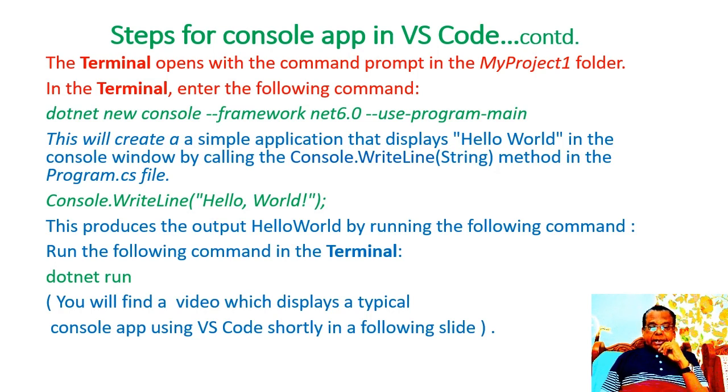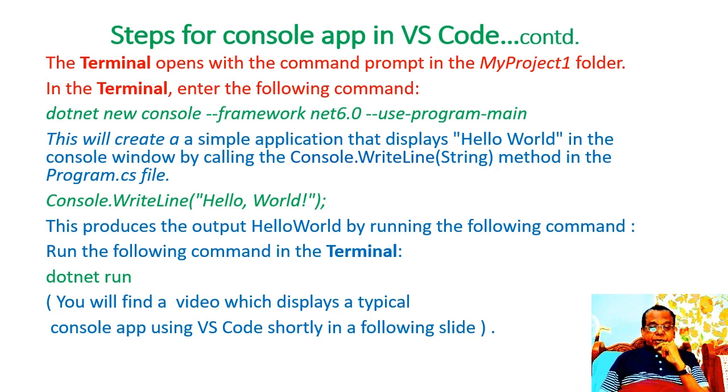Now in the terminal, enter the following command. This is very important: dotnet new console -framework net6.0 -use-program-main. This is the command that you have to enter. Fine. It's very simple.